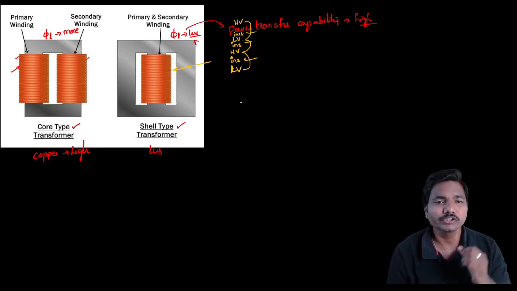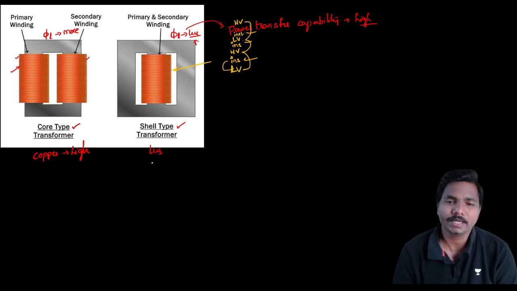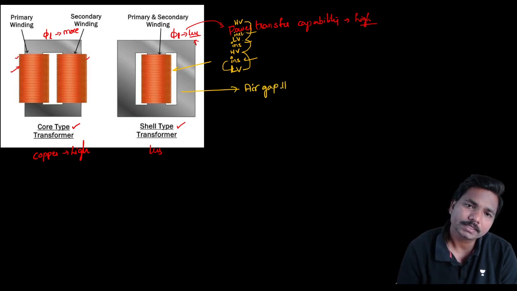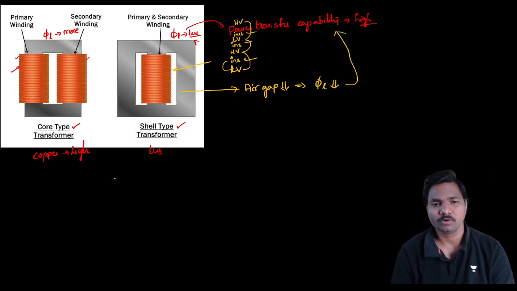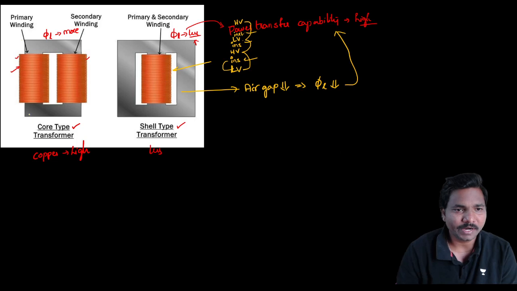Why do we use this sandwich type? The gap between the LV and HV is less, so the air gap is less. Whenever the air gap is less, leakage flux is less, and then it has more power transfer capability. These are the advantages in the case of shell type. In case of primary winding, we are using a concentric structure.